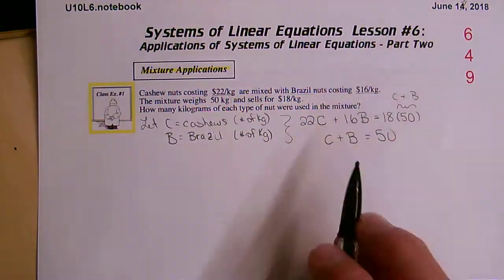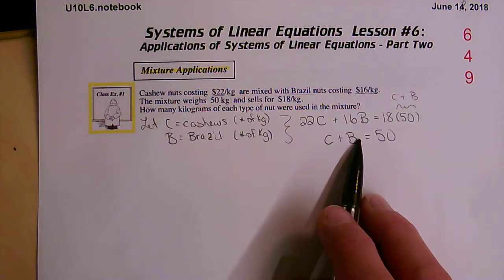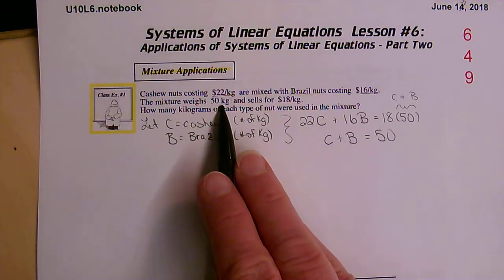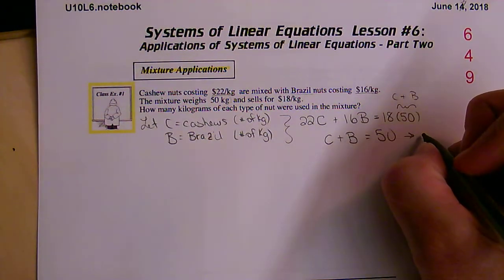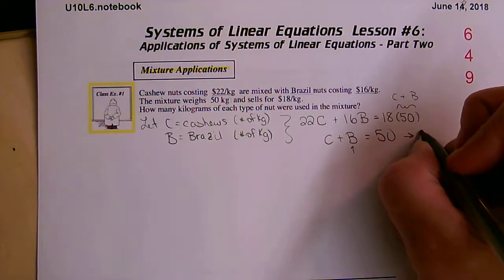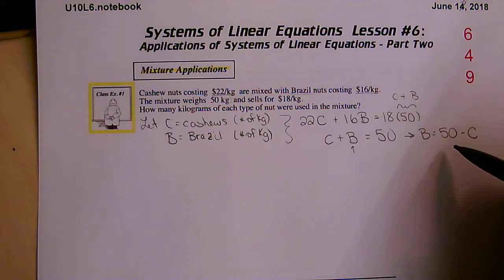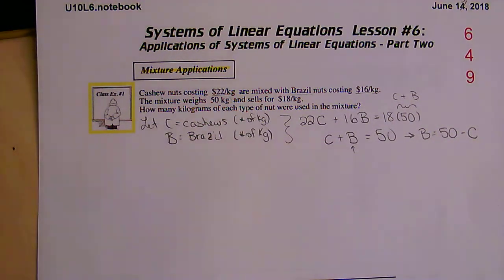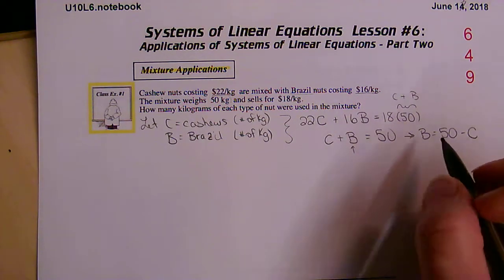We know that the number of kilograms of C plus the number of kilograms of B is equal to 50. Okay? All right, so I would just rearrange this to solve for, say, B, and then I would just substitute that in. I would use substitution on this one. Like I said before, if you like elimination, go hard, use elimination. You're going to get the same answer.